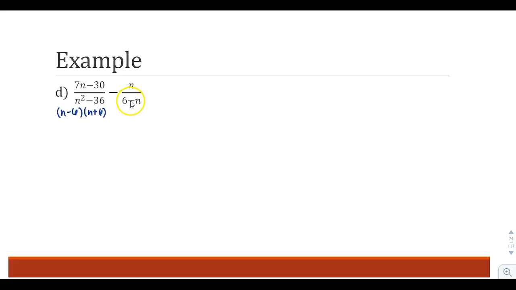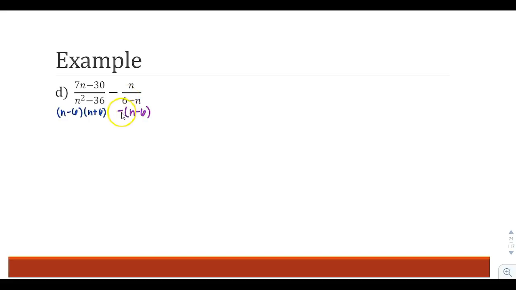And if I look over here, the denominator is 6 minus n, which is close, but it's not identical to n minus 6. So we talked about what we can do is 6 minus n is the same as negative n minus 6. If I think about distributing the negative back in, we can see that it's equivalent. If I distribute the negative in, I would get negative n, and negative 1 times negative 6 is positive 6.